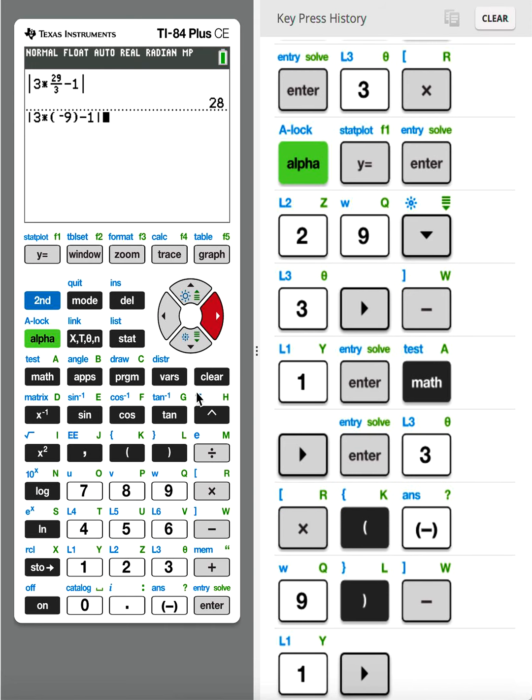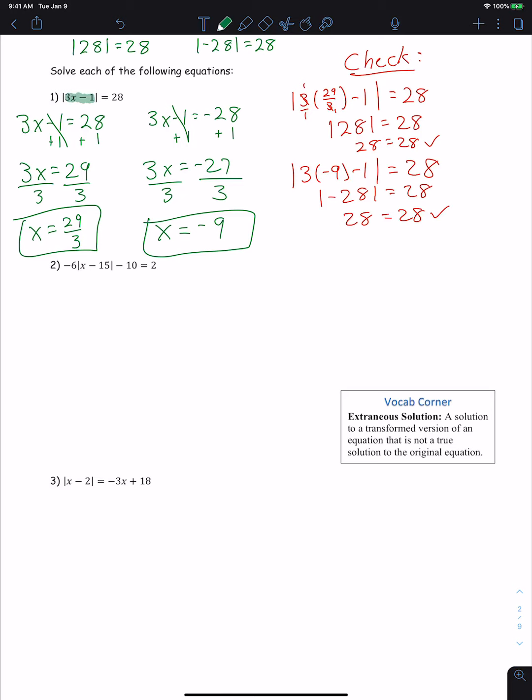Number 2, we do a very similar process. We have to get the absolute value alone by itself on one side first. So in order to do that, I'm going to first add 10 on both sides. So plus 10, plus 10. That 10 cancels. We're left with negative 6 times the absolute value of x minus 15 is equal to 12. Absolute value is still not by itself, so we have to divide by negative 6 on both sides. And we get the absolute value of x minus 15 is equal to negative 2.